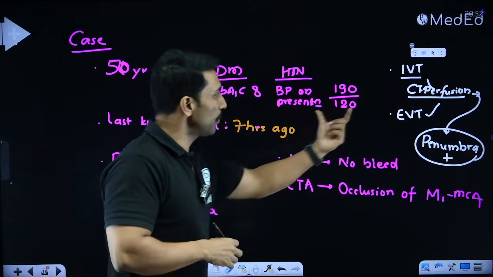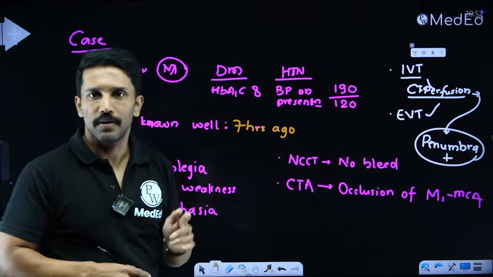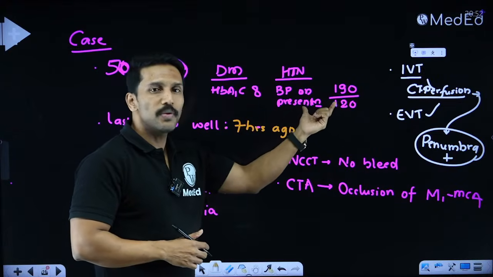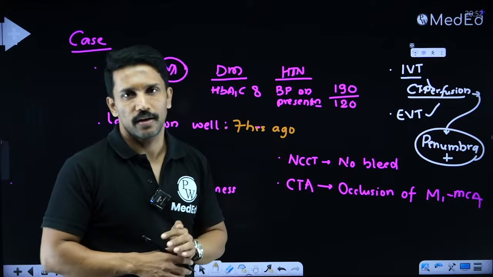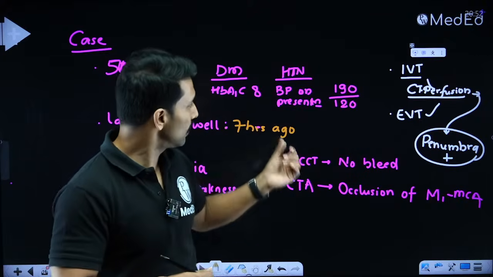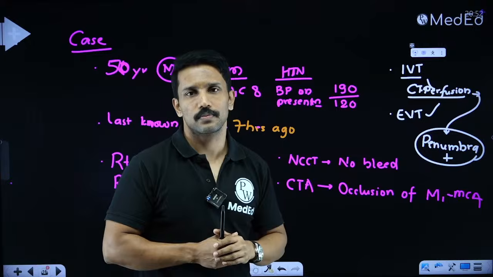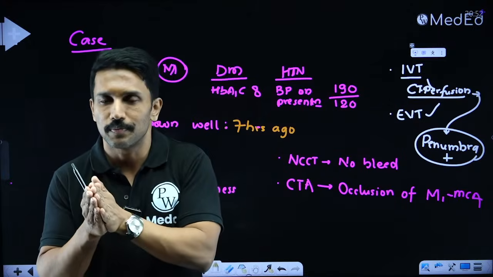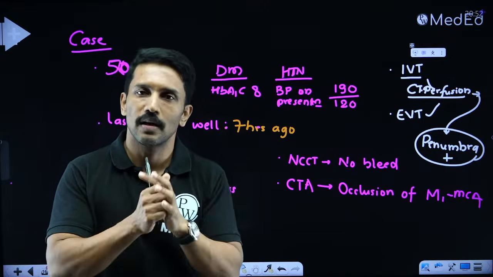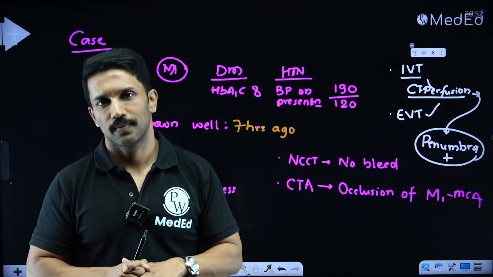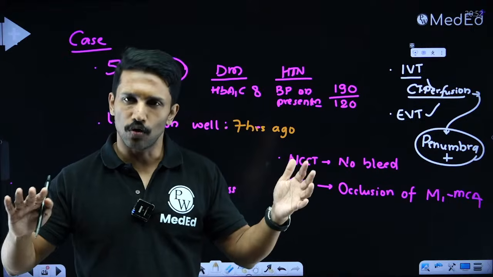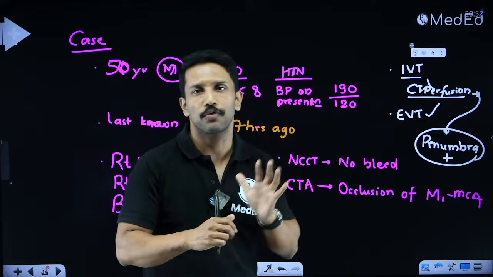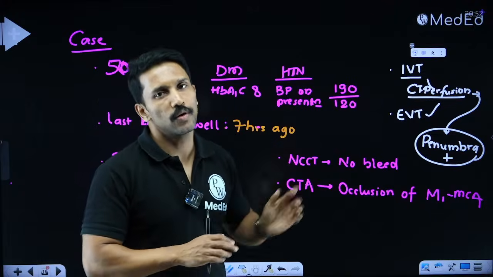So here we will try to manage with both EVT as well as IVT, but we have to remember one point. The BP for IV thrombolysis should be less than 185 by 110. So I have to also take a decision about the blood pressure. This BP should be lowered to less than 185 by 110. And then you can go ahead with IV thrombolysis. For EVT, the BP is not a contraindication at all. So you can directly go ahead with EVT from the BP point of view. But for thrombolysis, you have to lower the BP.